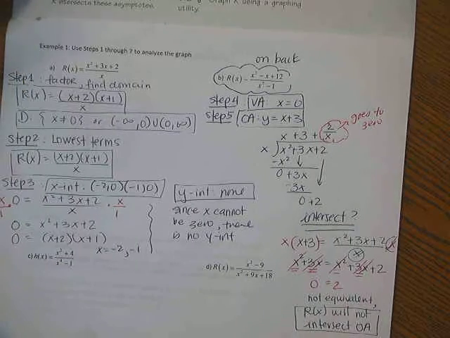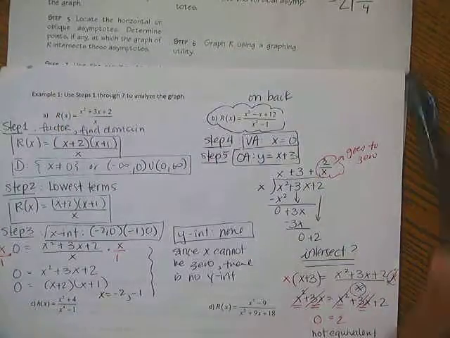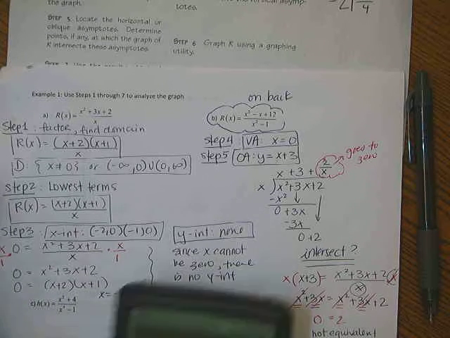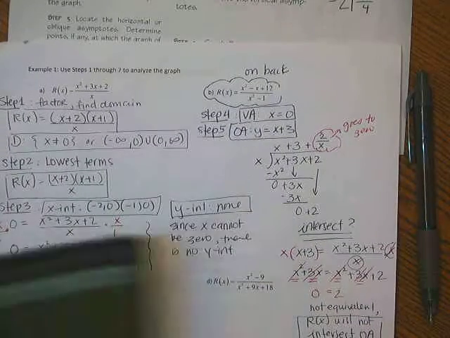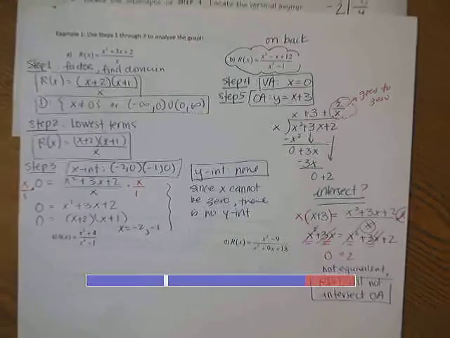Okay. Then step number 6, it says graph R using a graphing utility. So let's bust out your calculator. I'm going to wait for you. So go ahead and go find your calculator. Hit pause if you need to. Okay, here's my old school calculator. All right, looks like, look at this page. I have a lot of things going on.